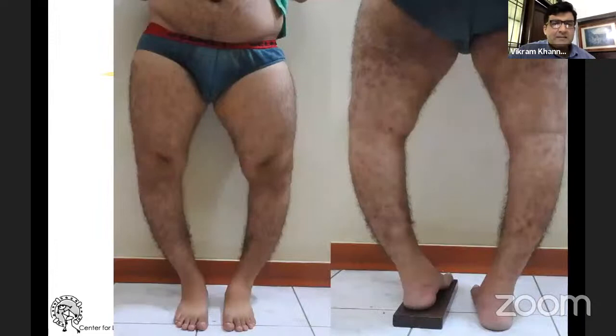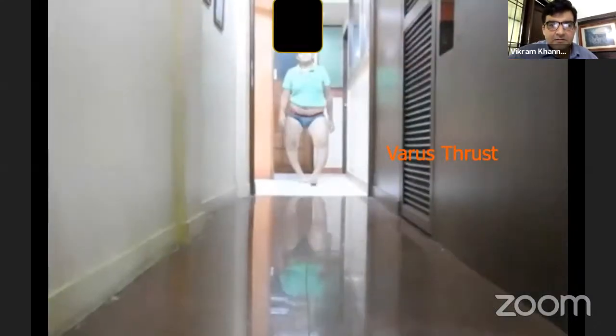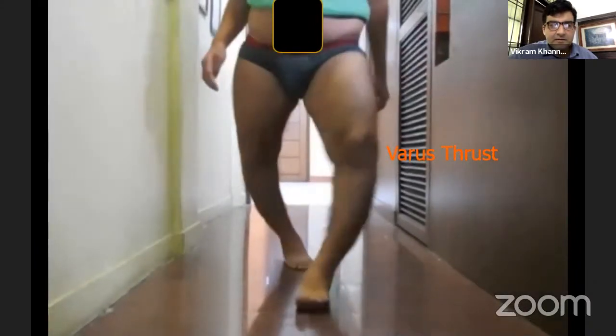These are his clinical images, and from the front and the back, we can see the incision scars of the previous surgery, and there is a Coleman block method to identify the amount of shortening. The thigh foot angle has been taken for the measurement of the tibial intorsion. On the gait pattern, we see that there is a varus thrust, which is more prominent on the left side.